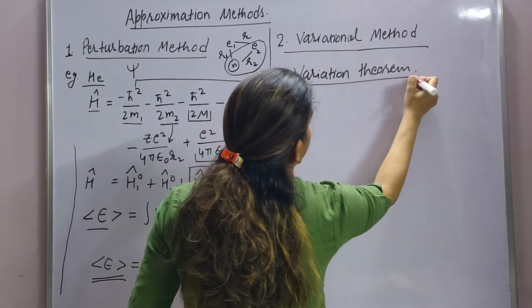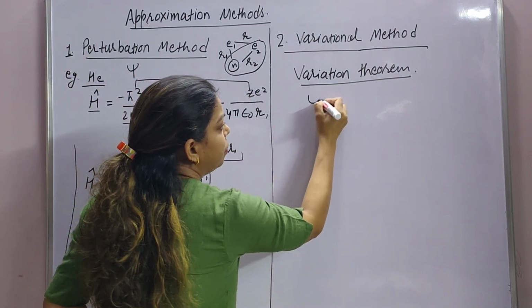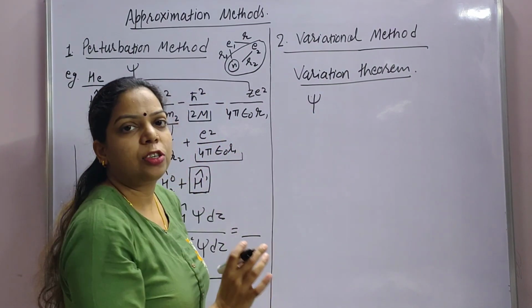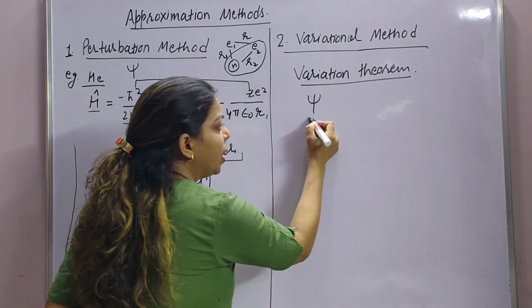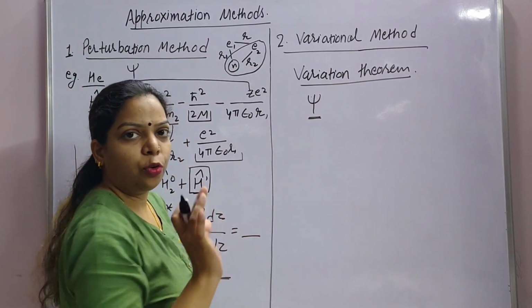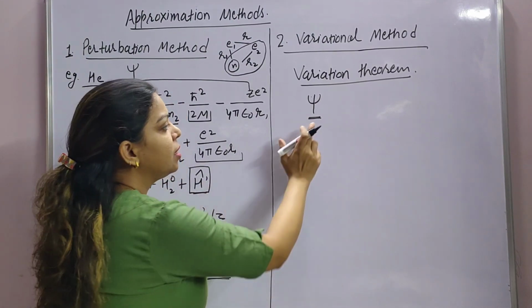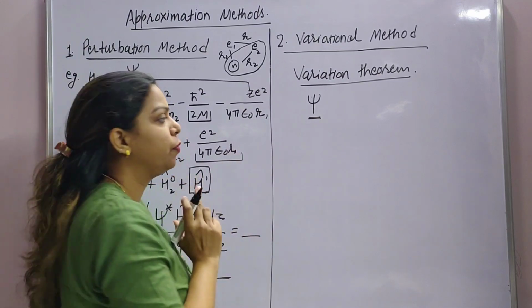So the variation theorem says that if I select any random wave function for a system which is well behaved and normalized, and I hope you all remember the definition of a well behaved function, so when you select a wave function, it has to be a well behaved function.